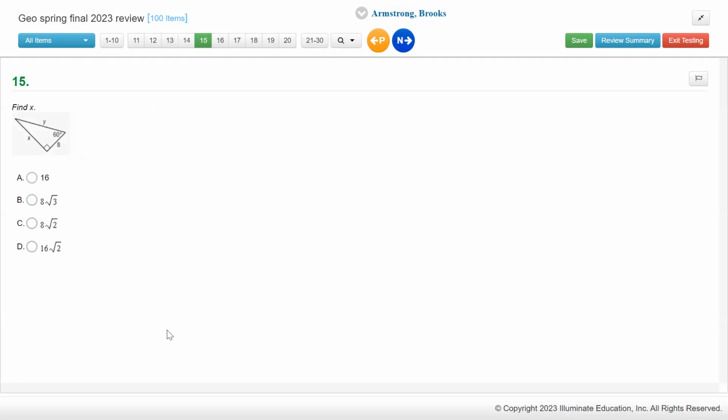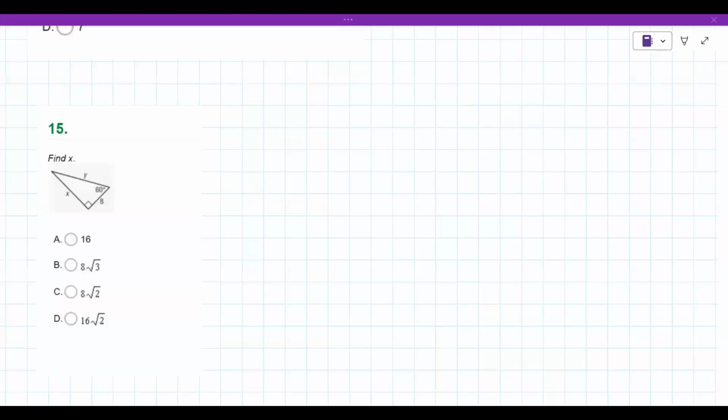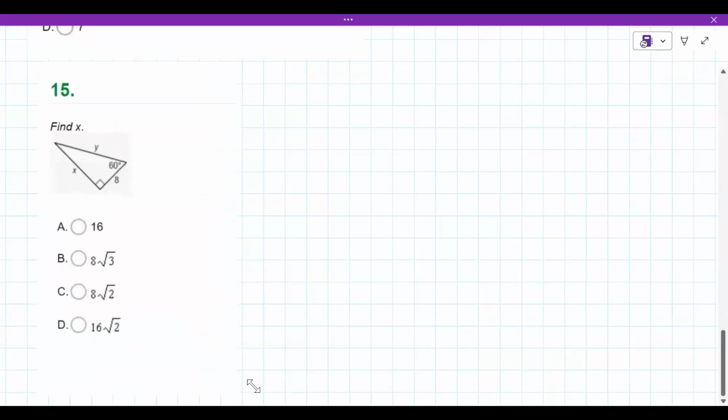Find x. Okay, this one will likely require me to snip and share. So I'm going to grab that and share. All right. So if you see my screen here, I'll make it just a tiny bit bigger so you can see that.